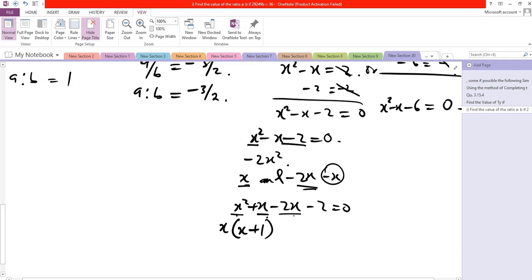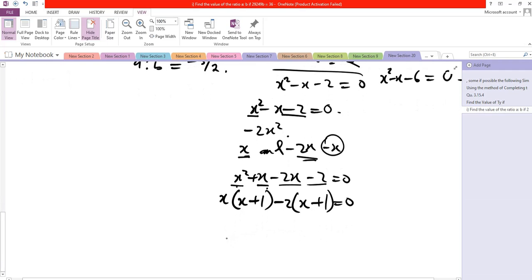Now what is the common factor here? The common factor I can see there is minus 2. If you use minus 2 to divide minus 2x, you have x. If you use minus 2 to divide this minus 2, you have plus 1.